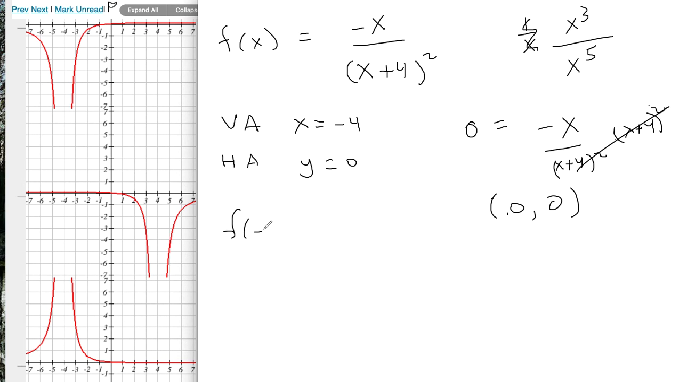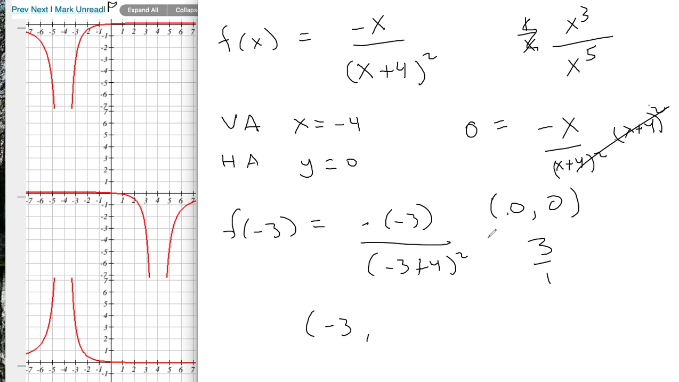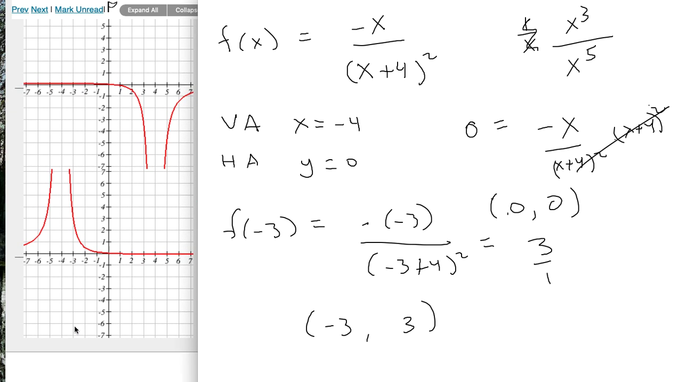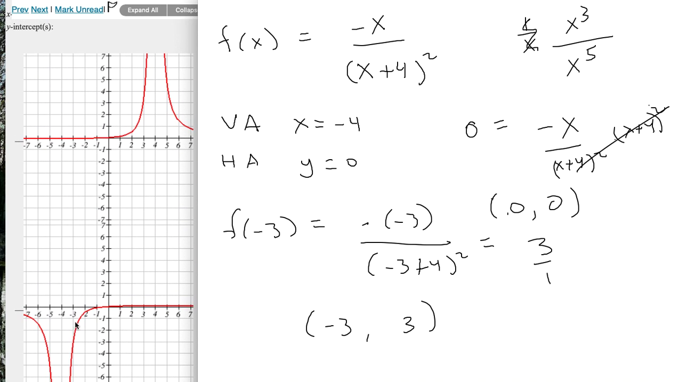So we'll do f of negative 3, and I get the negative of negative 3 divided by negative 3 plus 4 squared. So negative of negative 3 would be 3, and then negative 3 plus 4 would be 1, squared would be 1. So it looks like when x is negative 3, the y on that would be 3. So then that helps me figure out that it must be this one right here. So I think that was all the pieces on that. Cool, hopefully that helps.